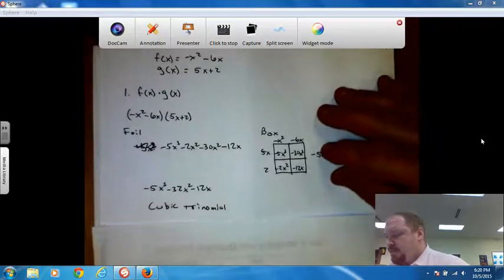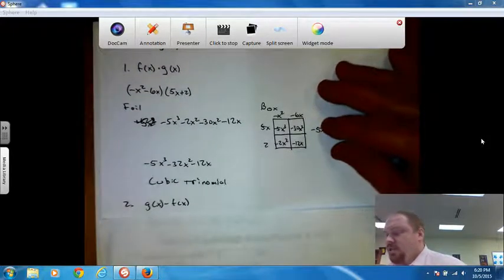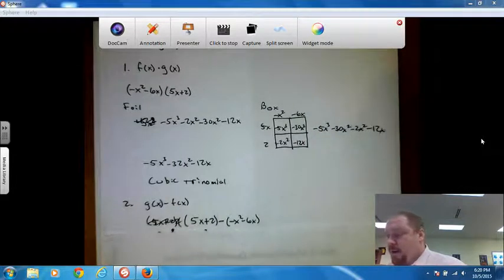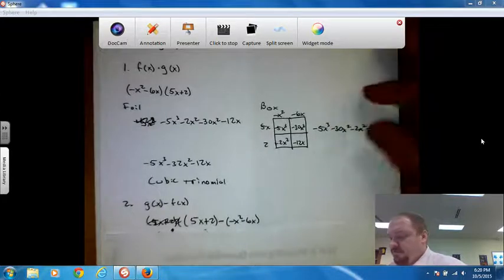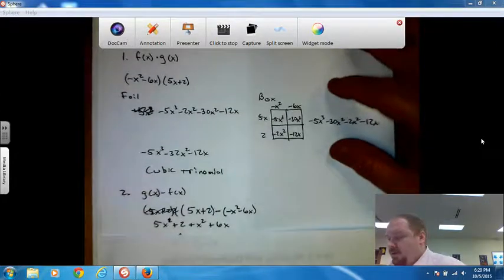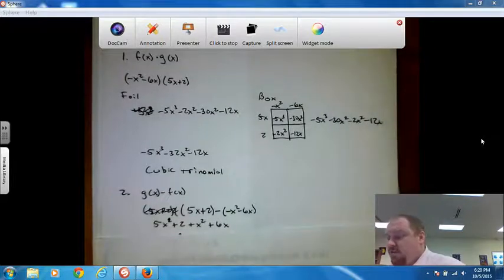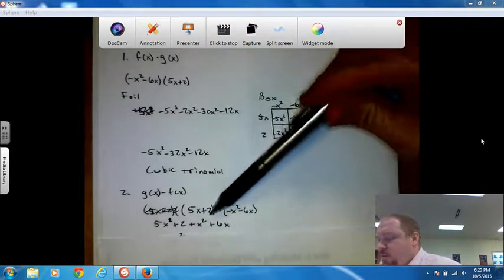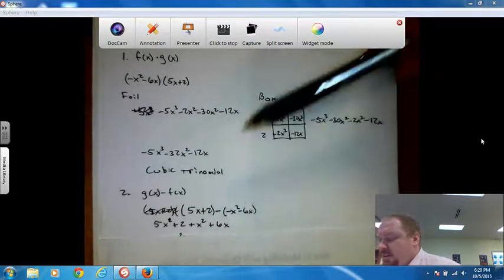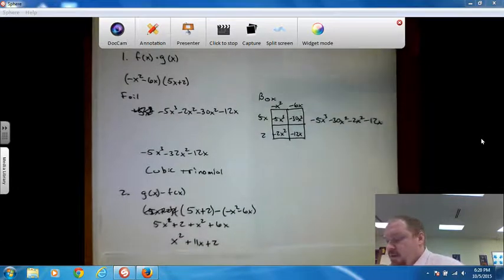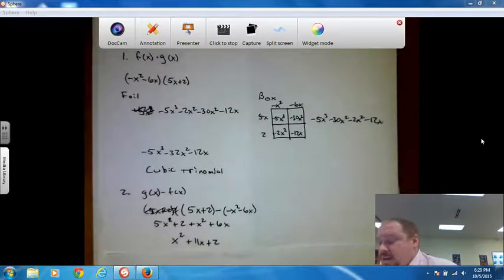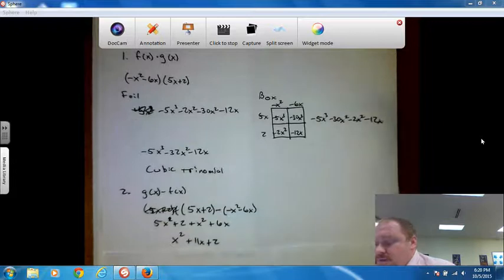The second problem, they want us to subtract. So g of x minus f of x. The first thing I do is write my expressions in, and then because this is subtraction, I distribute it into the second set of parentheses. So minus negative x squared becomes plus x squared, minus negative 6x becomes plus 6x. And that simplifies to x squared plus 11x plus 2. That is a quadratic, because of the degree of 2, and a trinomial, because there are 3 terms.